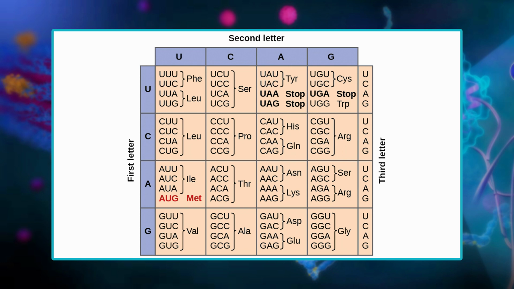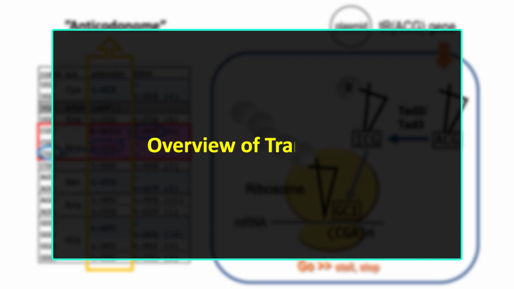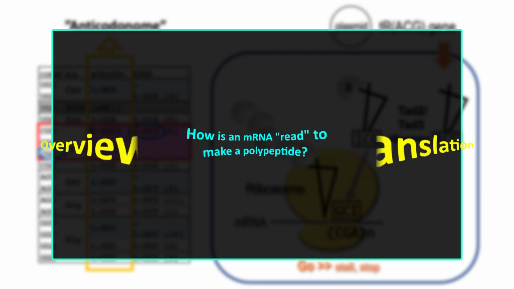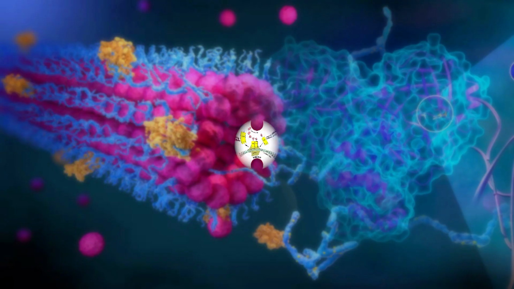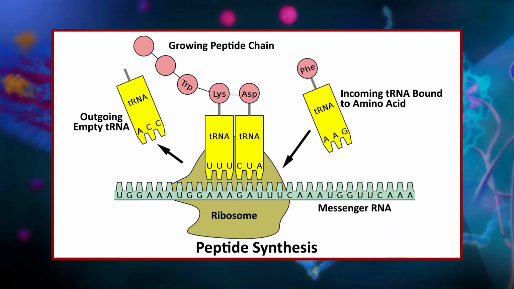Dear students, let's now discuss the overview of translation. How is an mRNA read to make a polypeptide or a protein? 2 types of molecules with key roles in translation are tRNA, that is transfer RNA, and the ribosomes.